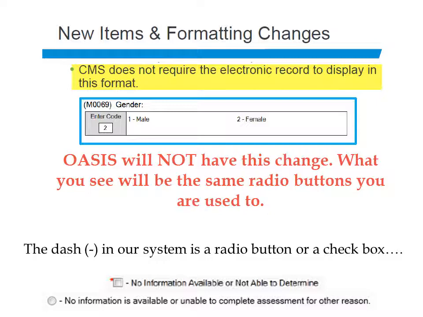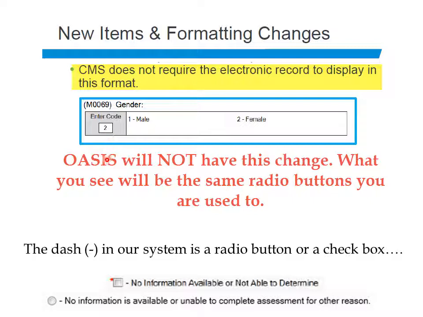At the last meeting, we discussed that there were going to be these major formatting changes where you were going to have to enter a number rather than checking a button or a box like we have been doing. And then I learned that CMS does not require the electronic record to display in this format, so the OASIS is not going to change in appearance to what you're used to. So same radio buttons, the same check boxes that you're used to. So none of this stuff you'll need to worry about.